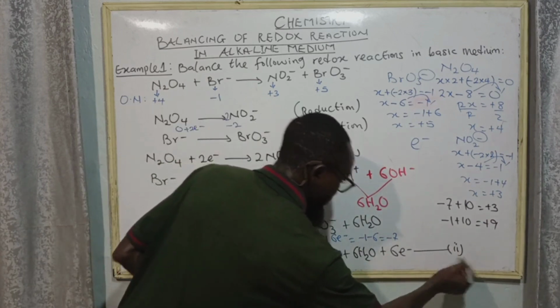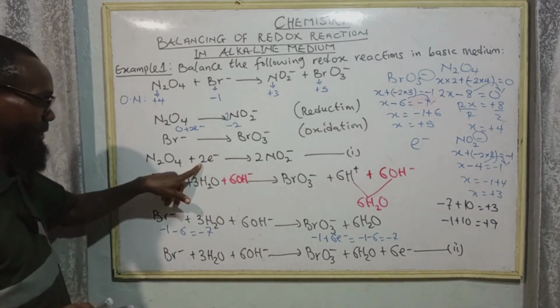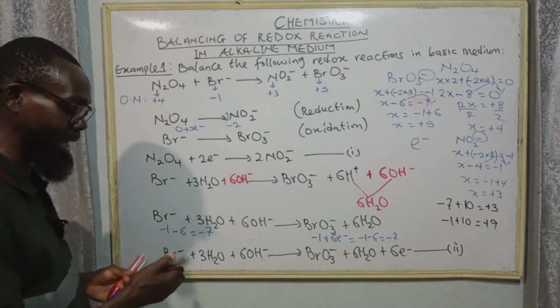Equation 2. Now, in the first equation, equation 1, I have 2 electrons here. Here I have 6 electrons. I want to make sure they are balanced.